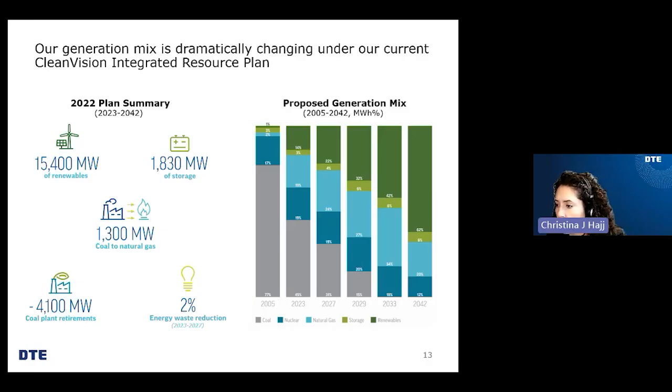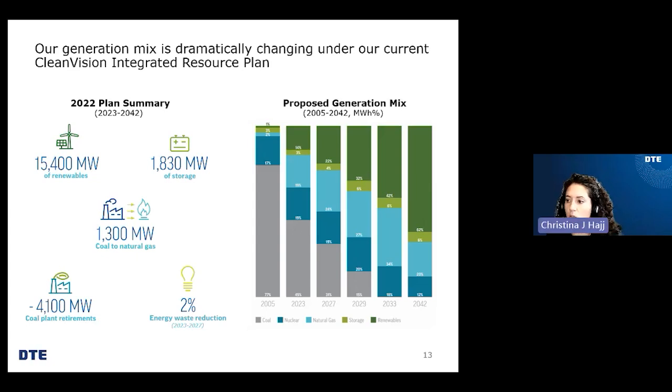In addition to generation changes, the plan also includes a target of 2% energy savings annually through 2027. This is achieved through customer energy efficiency programs. Our next IRP will be filed with the Commission next year in 2026.